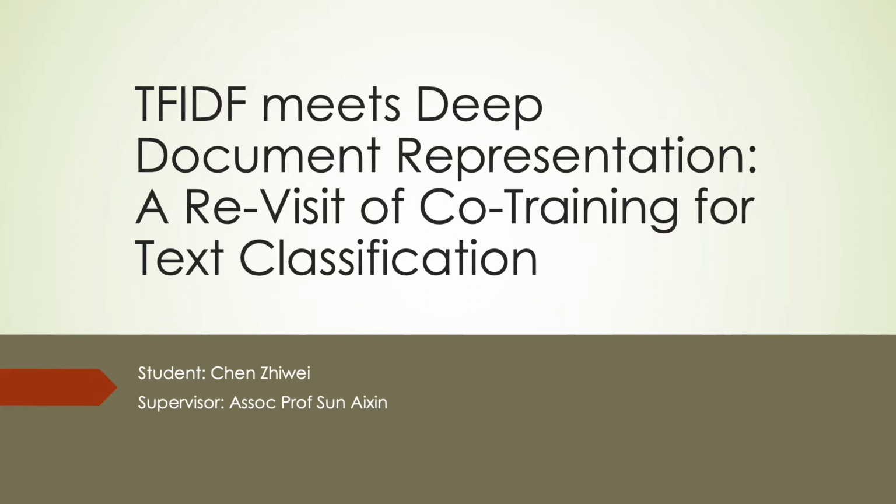As of today, both TFIDF and word embedding-based representations are sufficient to represent a document, and they are from different feature spaces. This motivates us to revisit the co-training algorithm to explore whether the two sets of document representations can facilitate us to utilize unlabeled documents in text classification.